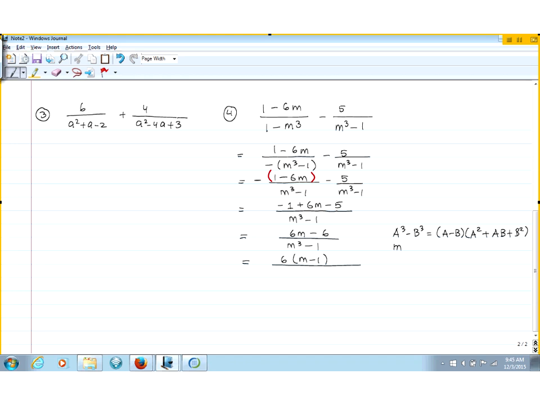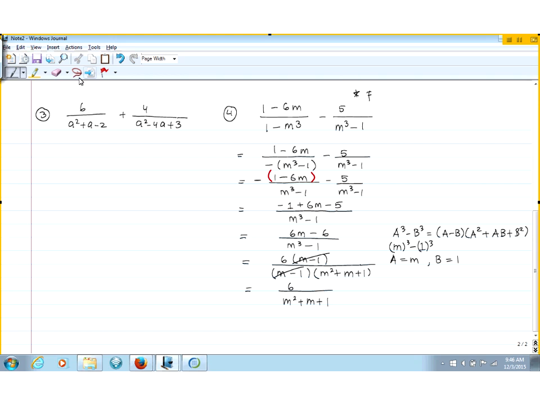Good. So what is your a here? m. Yes. So our a is m. Our b is 1. So it's a minus b: m minus 1. a squared: m squared. Plus 1m, so 1m is just m. Plus b squared. b squared is 1. So that's it. This is 6 over m squared plus m plus 1.